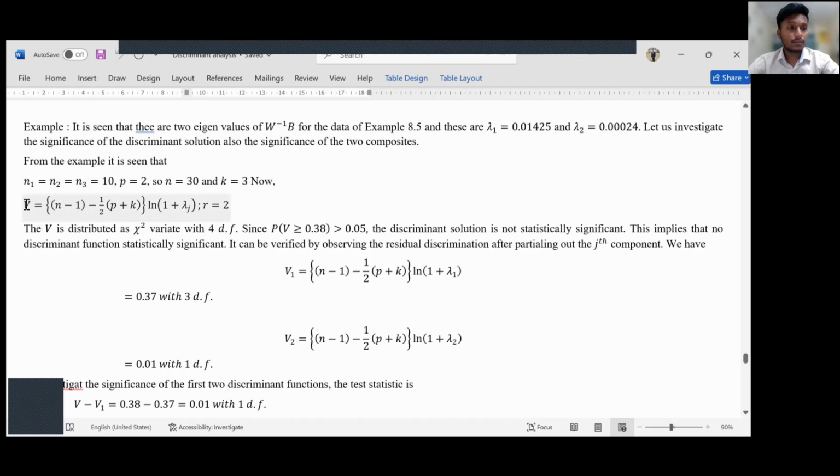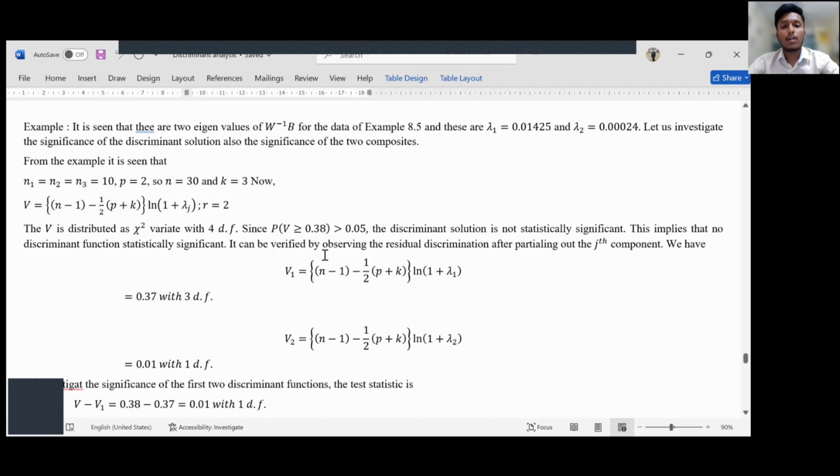So now the chi-square variate formula is n minus 1 minus 1 by 2 of p plus k, ln of 1 plus lambda_j, with r equal to 2. So V is distributed as a chi-square variate with 4 degrees of freedom. Since the probability of V being greater than or equal to its value is 0.38, which is greater than 0.05, the discriminant solution is not statistically significant. This implies that no discriminant function is statistically significant.